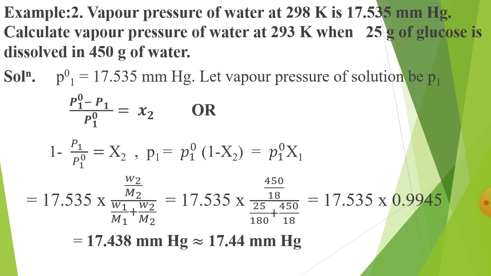Now we get the answer by calculating this: 17.438 mmHg. This is approximately equal to 17.44 mmHg. So like this you can also calculate the answer. Read the question properly and try to do the answer like this.